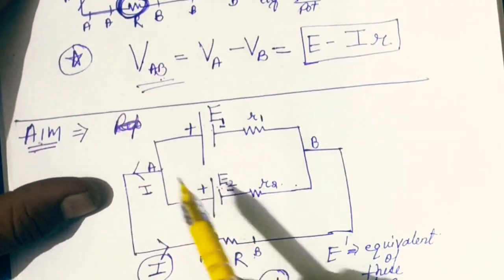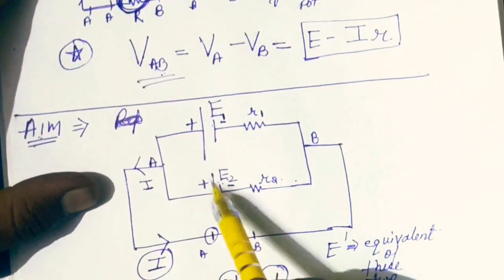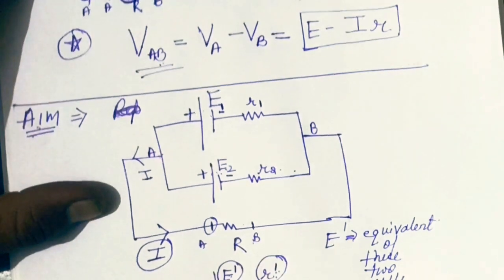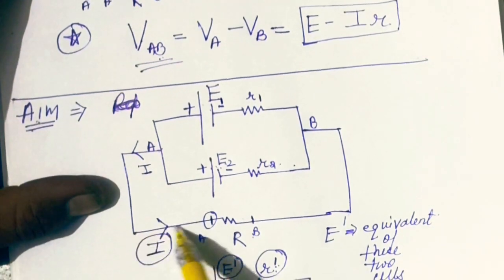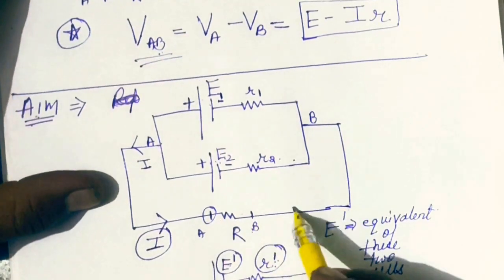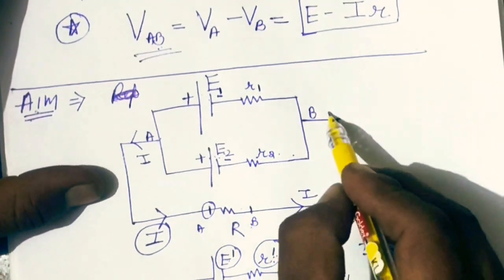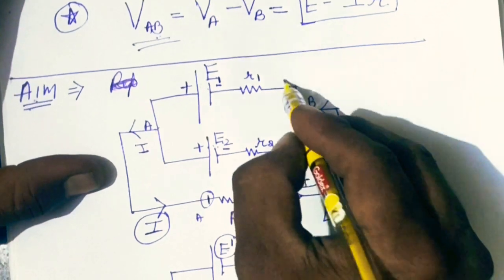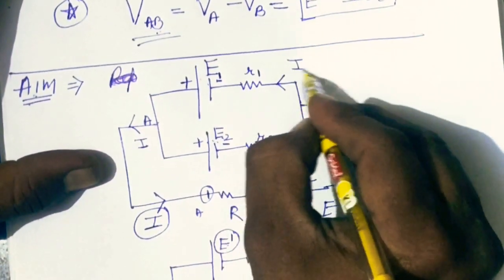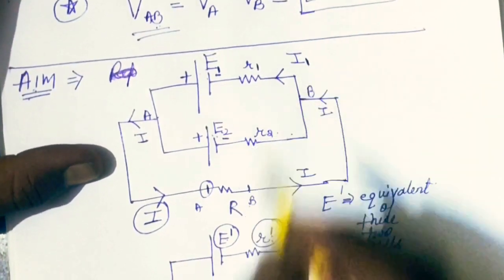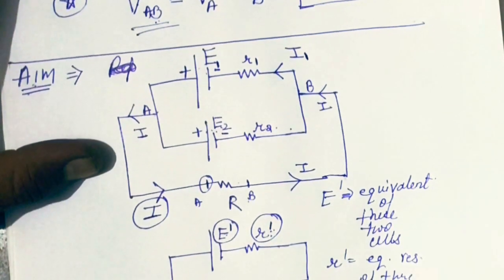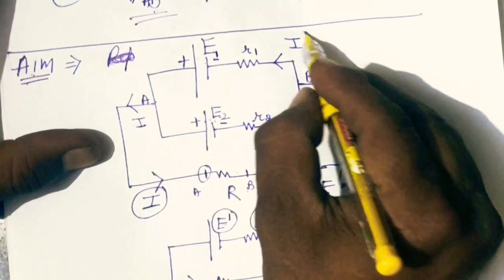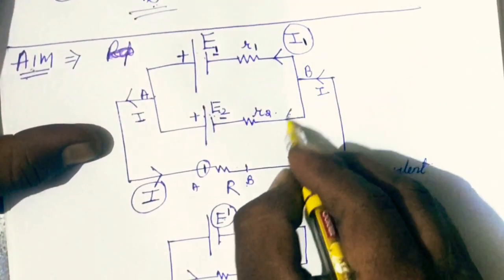Now I'm saying that these two cells in combination are flowing a current I to the external resistance R. This I will remain I up till this point. But at this point, the current will have two options or two paths, so the current will definitely be divided. We all know that in parallel, current is divided. So let's call this current I1 and this current I2.